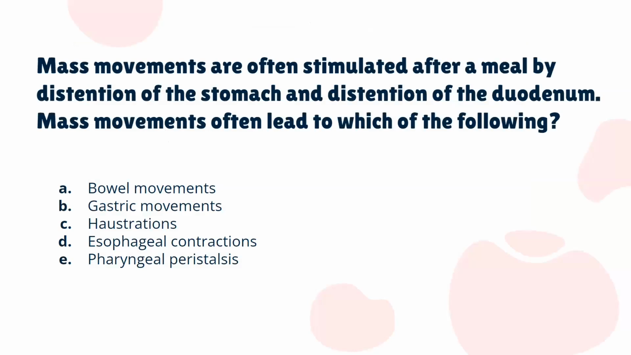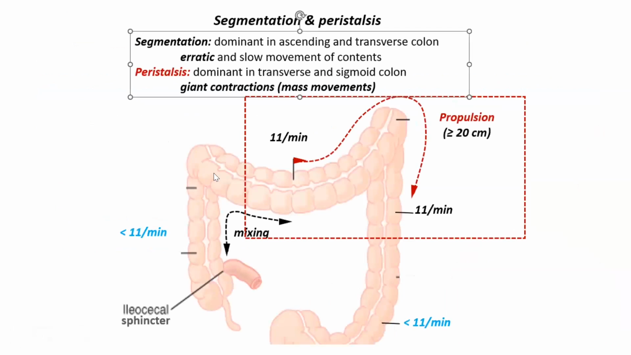Mass movements often lead to which of the following? Bowel movements, gastric movements, haustrations, esophageal contraction, or pharyngeal peristalsis? A, bowel movements. You're right, so bowel movements. Okay, let's look at the slide for this.